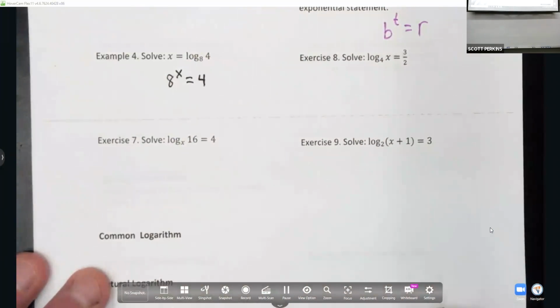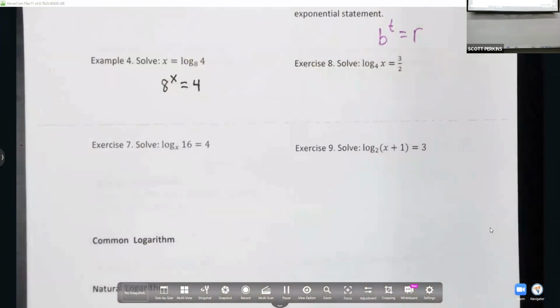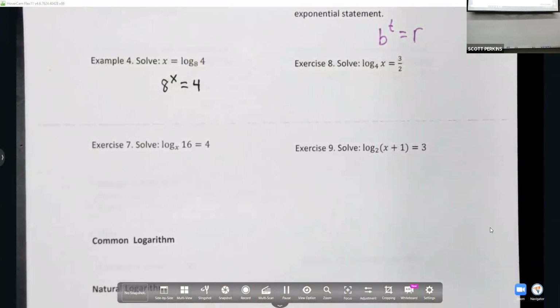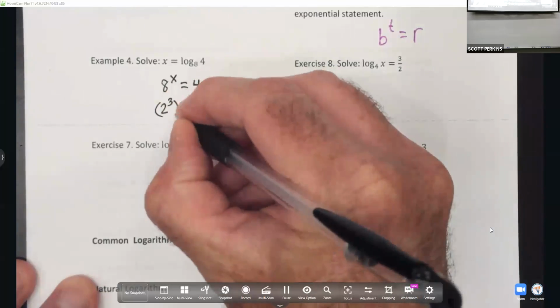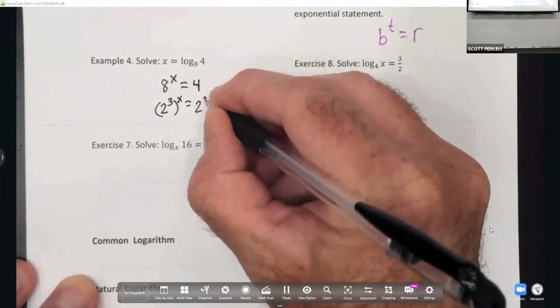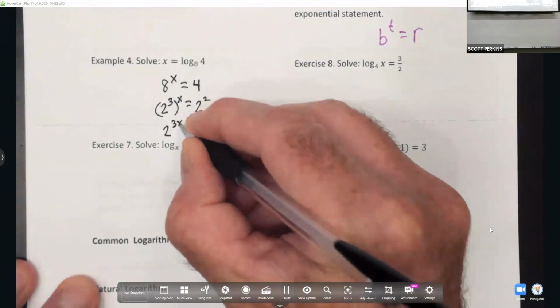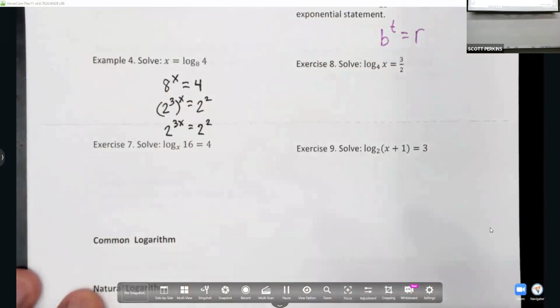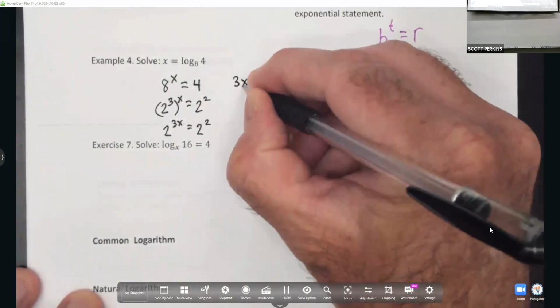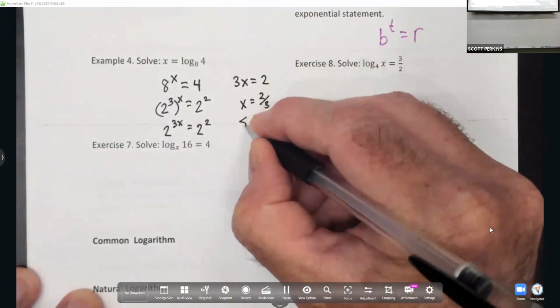Fantastic. We just did this a little while ago at the end of the previous section. We can solve that now by equating the bases. 8 and 4 are both based on what value of a base? 2. Lovely. So 8 is 2 to the 3rd power. 4 is 2 to the 2nd power. On the left side, I have 2 to the 3x. On the right, I have 2 to the 2. That exponential equation can only be true if the powers are equal. So 3x equals 2. So my value of x is 2/3. And there's my solution.